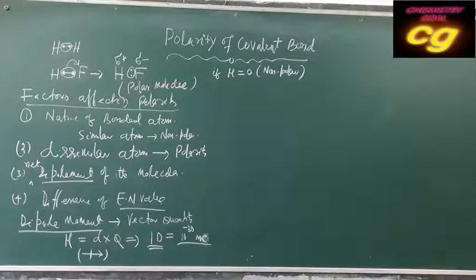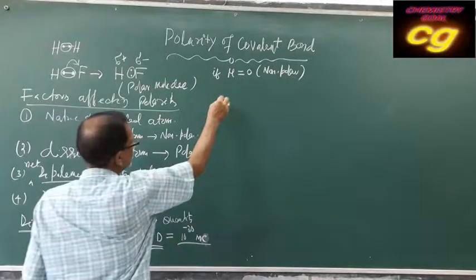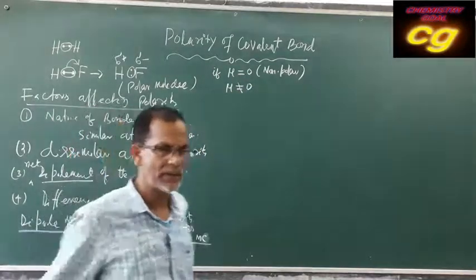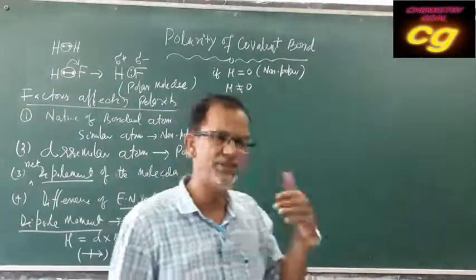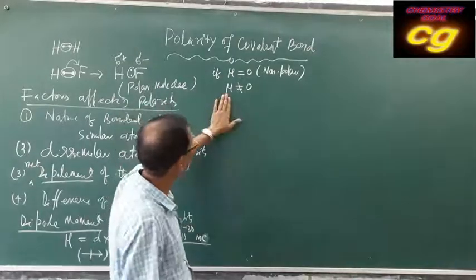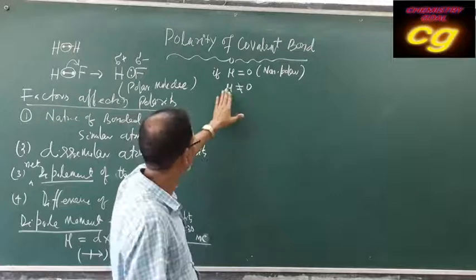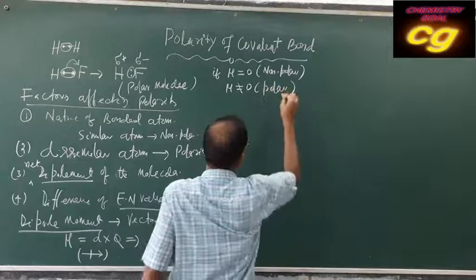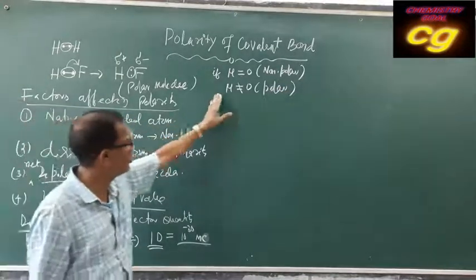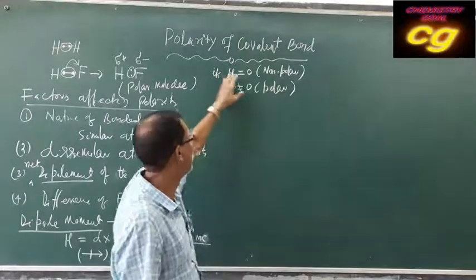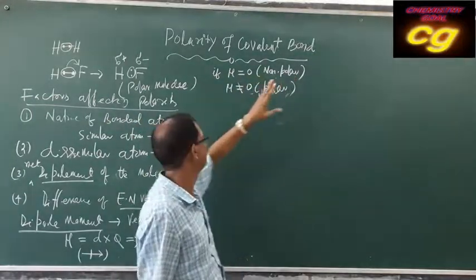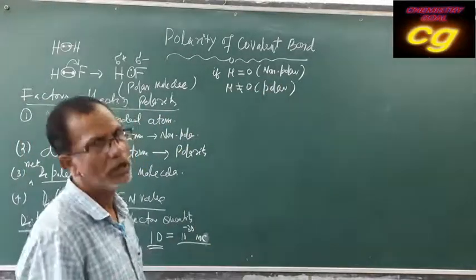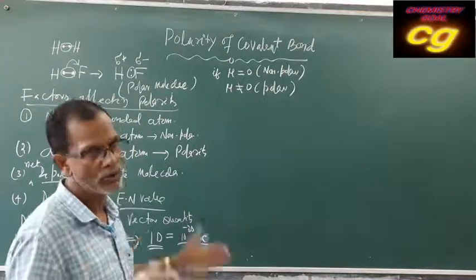Another thing is very important. If the mu value is not equal to 0, it may be positive or negative. Vector means either a positive value or a negative value. If mu is less than 0 or greater than 0, that is, not equal to 0, then it is polar. Mu not equal to 0 means polar, and mu equal to 0 means non-polar. We have to see whether the mu value is becoming 0 or not equal to 0 in the molecule.